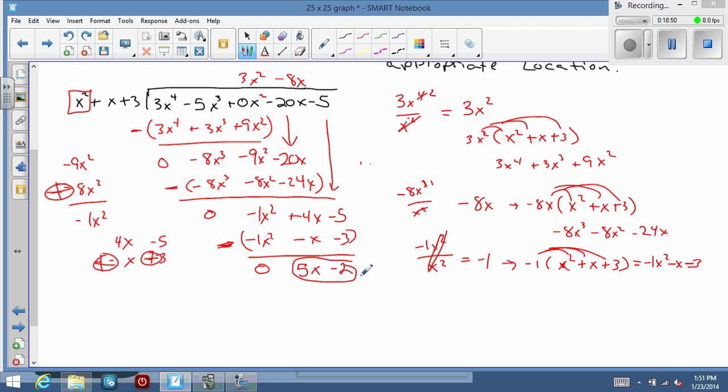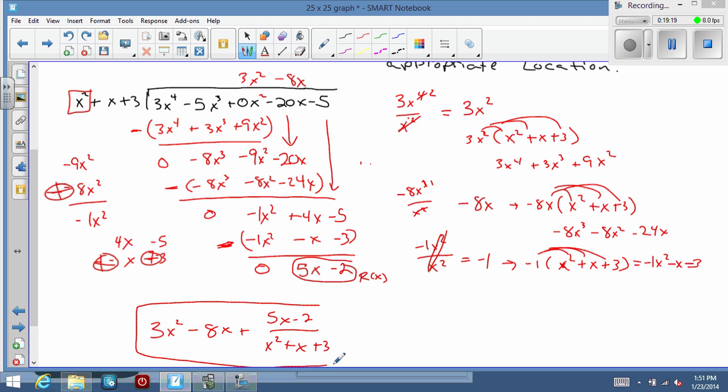So this 5x here is our remainder, or r of x, depending on if we need to write it like that. And so it didn't ask us to write the division algorithm, so we can write 3x squared minus 8x plus the 5x minus 2 over the divisor, which was x squared plus x plus 3. And that is our final answer.